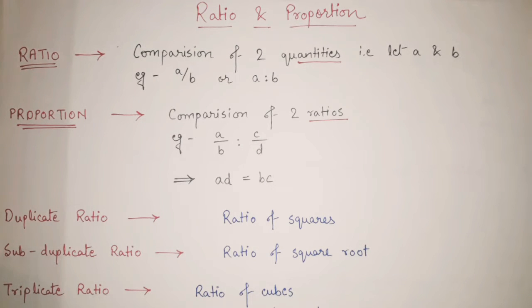Now, which type of questions are asked in ratio and proportion? Don't worry, we are going to see different types of examples. Around 10 different types of examples we will see in today's session. Okay, so this is about ratio and proportion. Let's see some other important terms also.